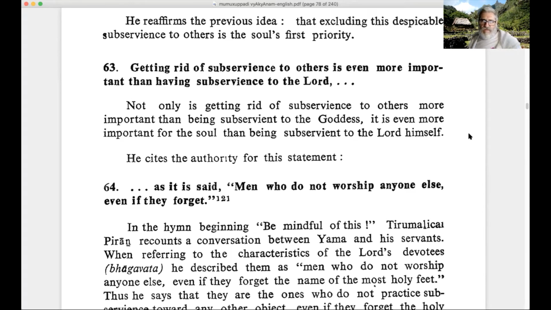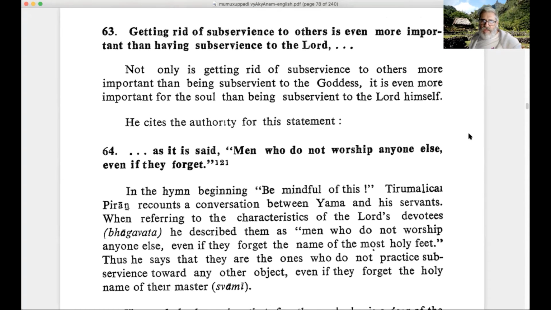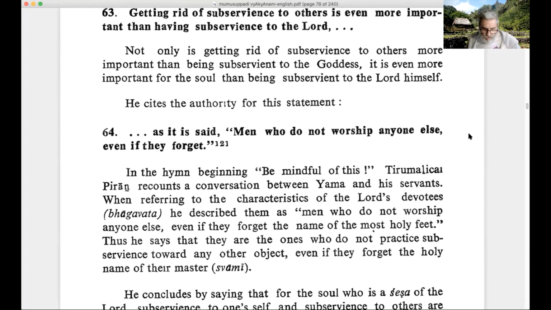He cites the authority for this statement. As it is said, men do not worship anyone else, even if they forget. And this is a statement from Nanmugan Tiruvandadi, which is in the Nalayira Divya Prabandham, 68. Be mindful of this. Men who do not worship anyone else, even if they forget the name of the most holy feet, you must reverence as saints and then depart from them. Thus declares Yama, calling his messengers to hear.